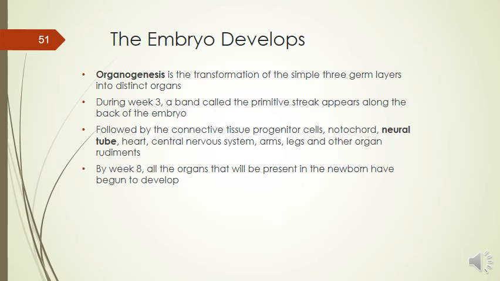Organogenesis is the transformation of the simple three germ layers into distinct organs. During week 3, a band called the primitive streak appears along the back of the embryo. This is followed by the connective tissue progenitor cells, the notochord, the neural tube, the heart, the central nervous system, arms, legs, and other organ rudiments. By week 8, all the organs that are present in the newborn have begun to develop.